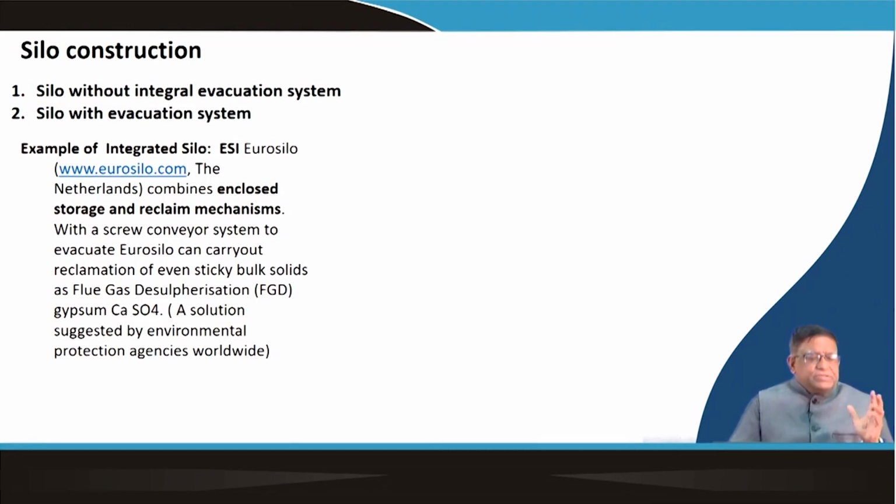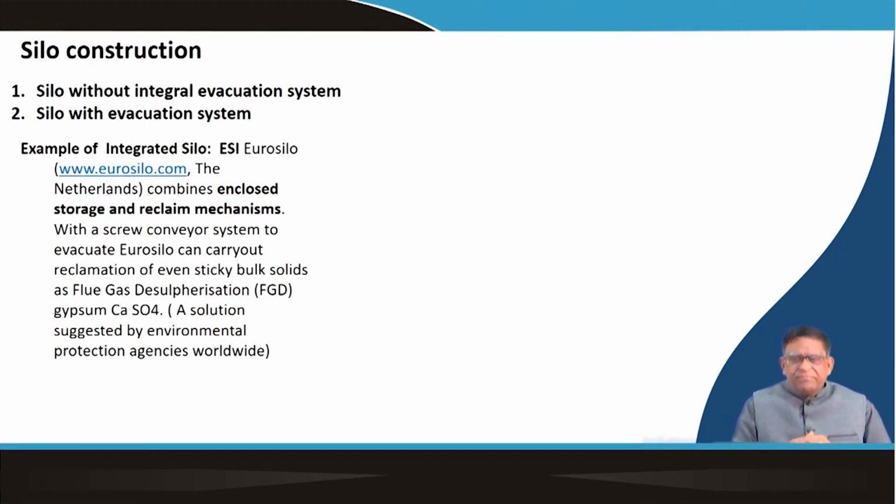Now, silo construction can be of two types. One is where the evacuation system is inbuilt with the silo itself, or it can be separate or independent. In most cases where you have a silo, you are just dropping material below a gate and taking it away, without any integral evacuation system.